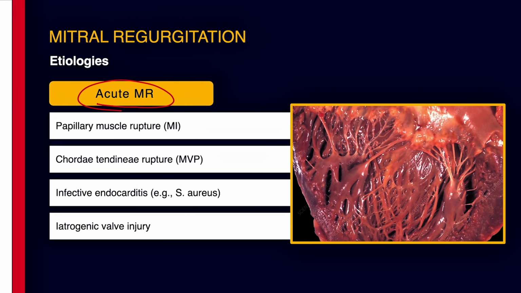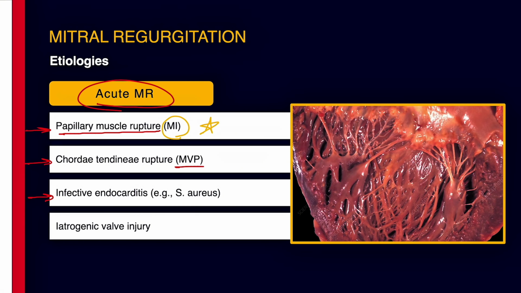The classic causes include papillary muscle rupture, very high yield for your test, usually after the MI, chordae tendineae rupture, often in patients with mitral valve prolapse. This chordae tendineae rupture can come from papillary muscle rupture, which in turn comes from an MI, but we might have chordae tendineae rupture out of the context of an MI in a patient with mitral valve prolapse. Did you know that? Infective endocarditis, especially from Staph aureus, which can destroy the valve rapidly.